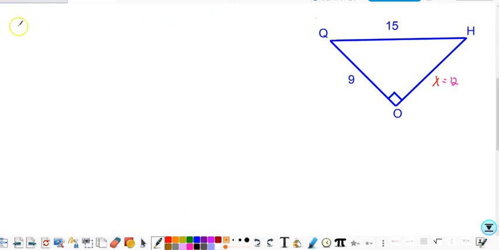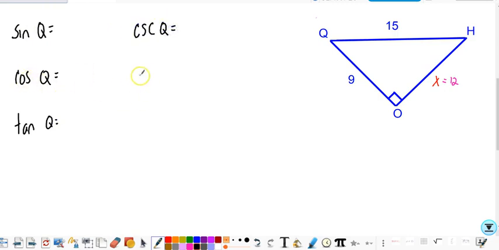All right, so I'm going to start with sine of Q, cosine of Q, tangent of Q. The reciprocal of sine is cosecant. The reciprocal of cosine is secant. The reciprocal of tangent is cotangent.